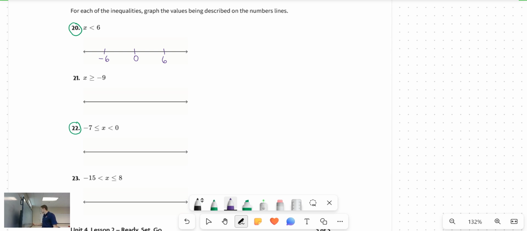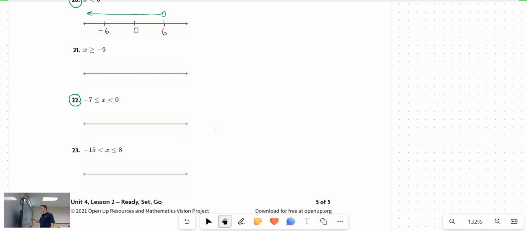X is less than 6, so it says less than but not equal to, so we're going to put an open circle right on the 6, right? Open circle here. And then less than 6 means we have to go to the left, right? Because 0 is less than 6, so 0 should be on it. -6 is less than 6. So it's going to be everything this way. All right, so that's our first one done.